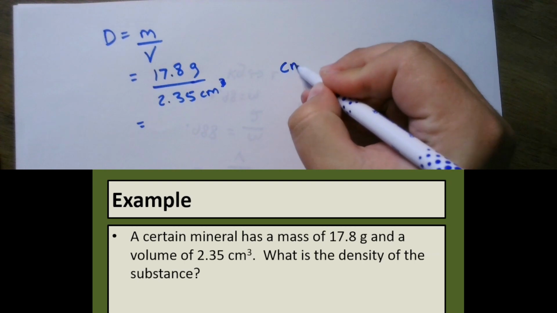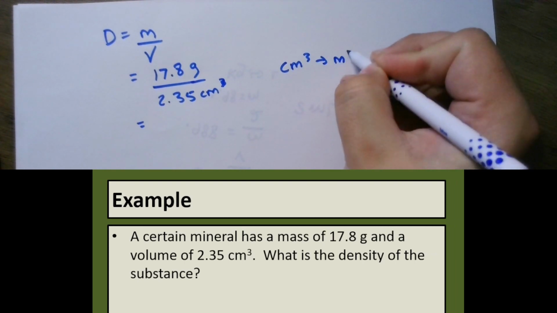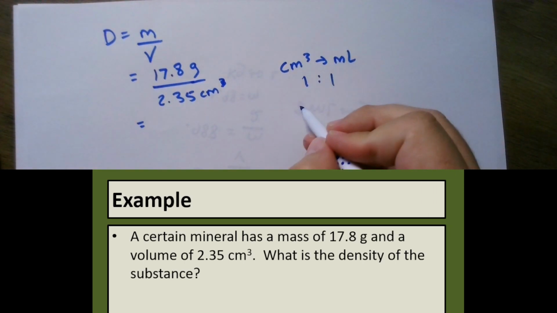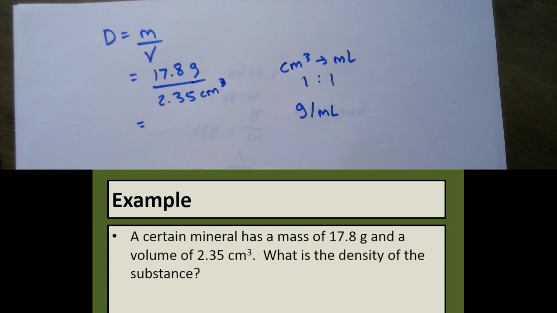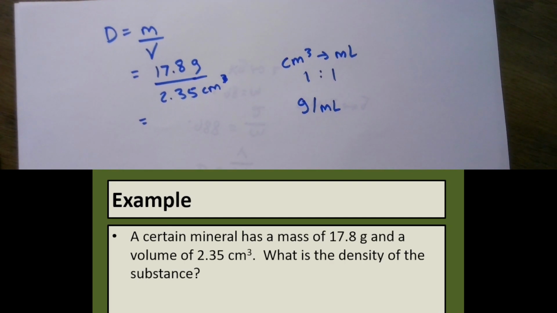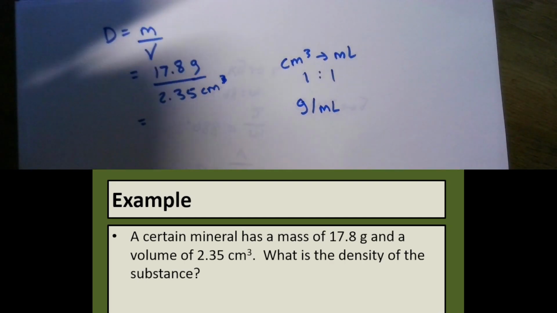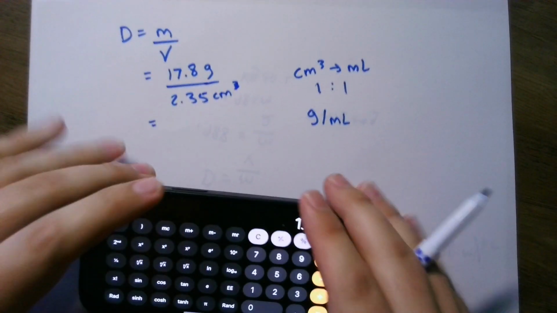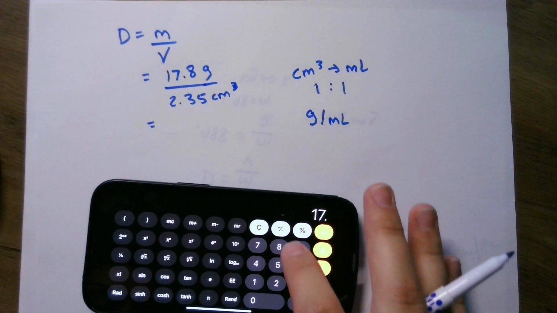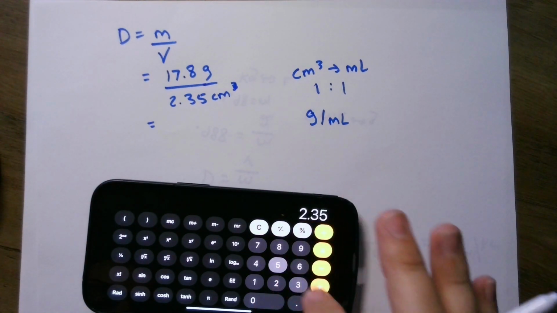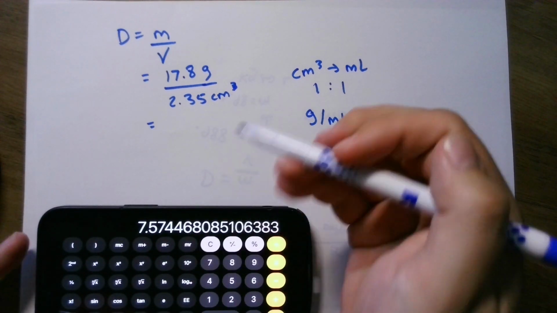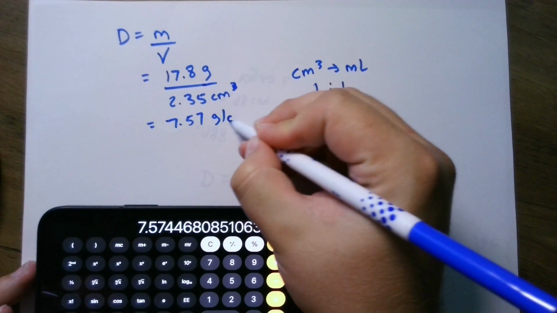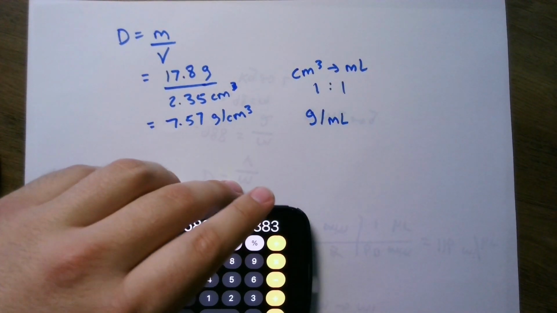I could also take centimeters cubed, turn them into milliliters. We just learned that that's just like a 1-to-1 ratio anyways. So I could also have my units be grams per milliliter. And that might be more comfortable, but they really mean the same thing. So for this one, it's a really easy problem. All I got to do is do my math. 17.8 divided by 2.35. Get a long number. Keep the first 3 non-zero digits. 7.57 grams per centimeter cubed.